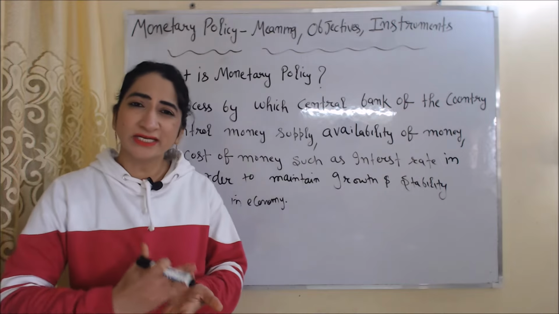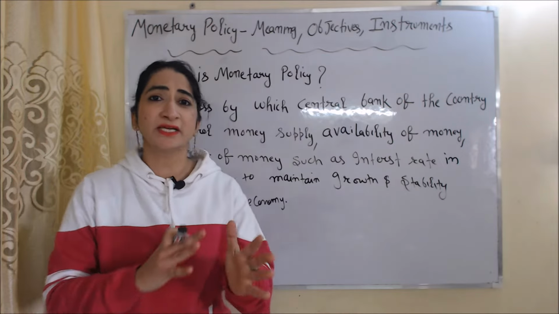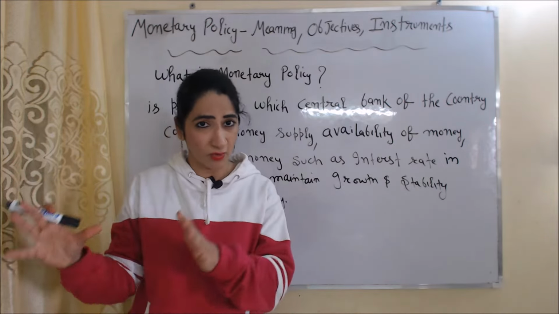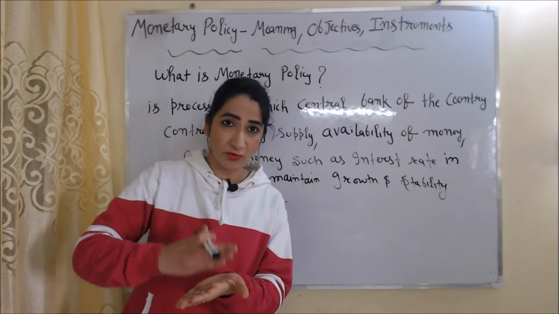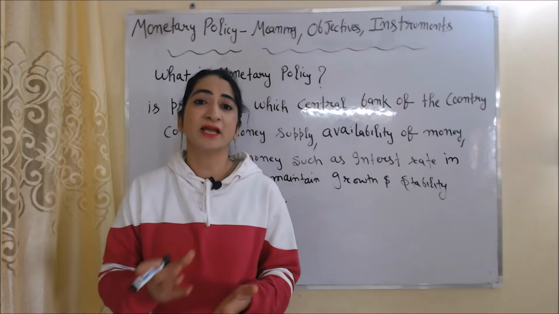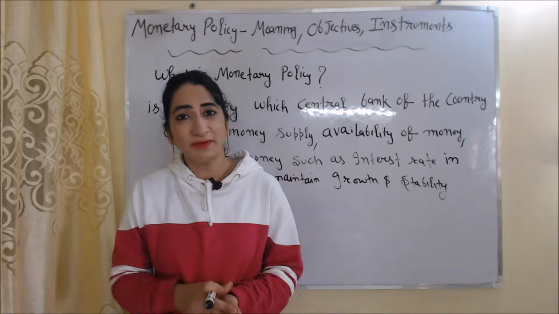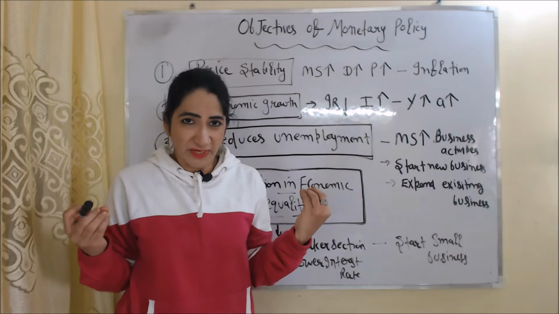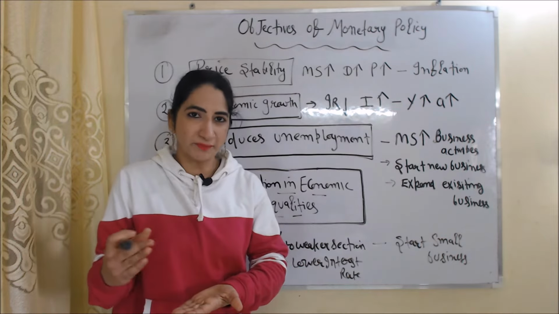As we all know, increase and decrease in money supply creates so many fluctuations in the economy. That's why the central bank of the country controls money supply so that stability and growth can be maintained in the economy. Now we are going to talk about objectives of monetary policy.